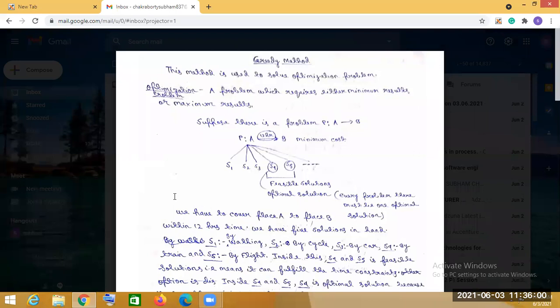Today we will see, in previous classes, we have seen the design analysis of algorithms in the divide and conquer approach. Today we will see another approach in the algorithm, that is the greedy method.